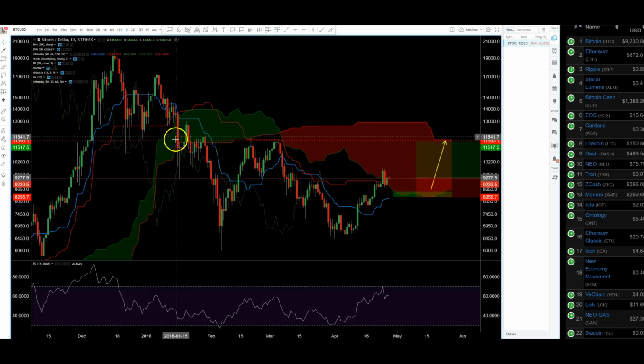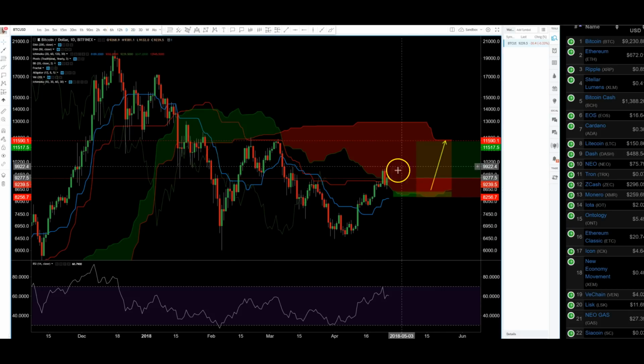You don't usually see this on Bitcoin where it spans the entire cloud in one candle on the high time frame like a daily. Certainly possible. But you'll notice how close it was to the bearish TK cross before that happened. The TK cross basically happened on that candle. Okay, so that's all the explaining I'm really going to do.